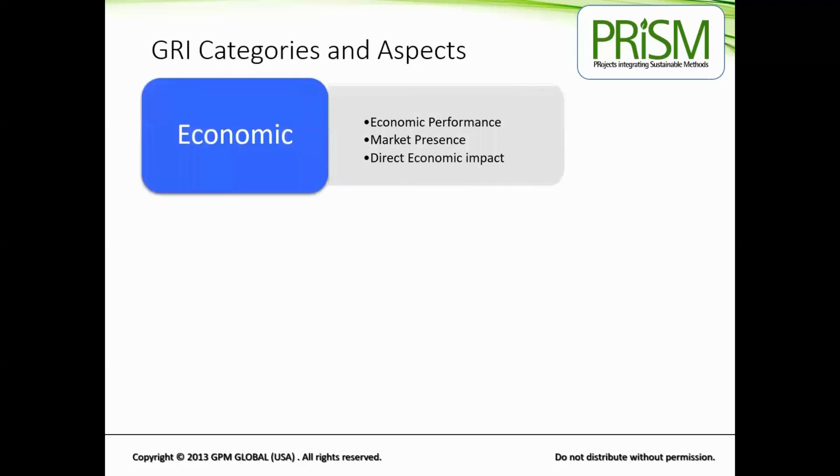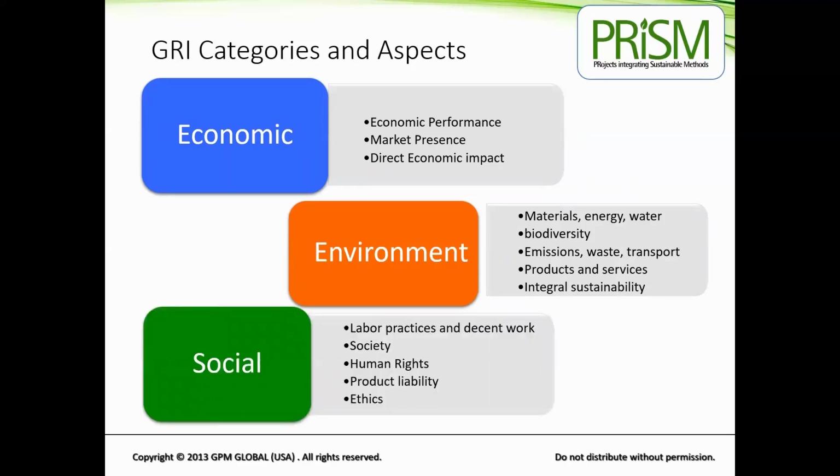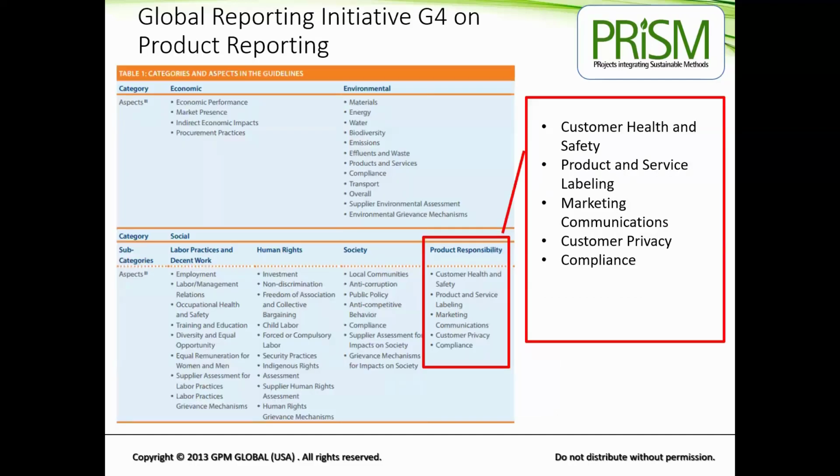Now, the GRI categories, for those who are probably not aware: there are three categories that they would like to be reported. First is the economic criteria on performance. Then the environmental criteria, with respect to material, energy, water, biodiversity, emission, products and services, then the integral sustainability. And last but not least, the social, covering labor practice, decent work, society at large, human rights, product liability, and of course ethics. Now, how does the GRI G4 help in the product reporting?